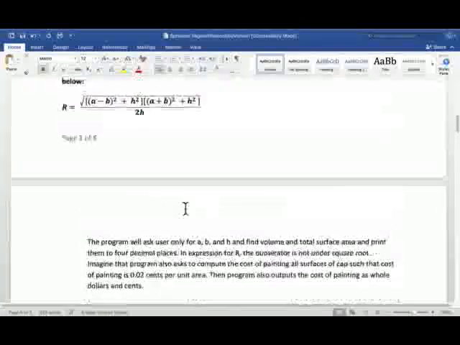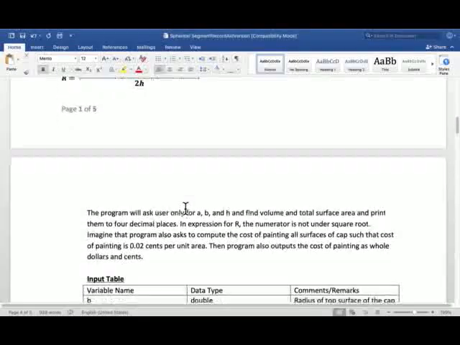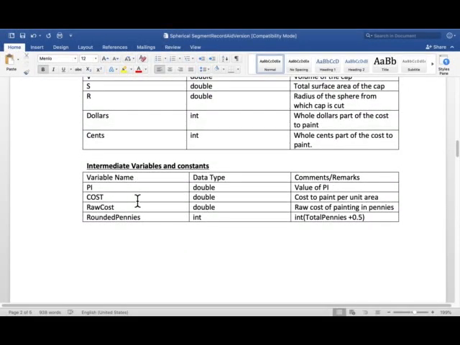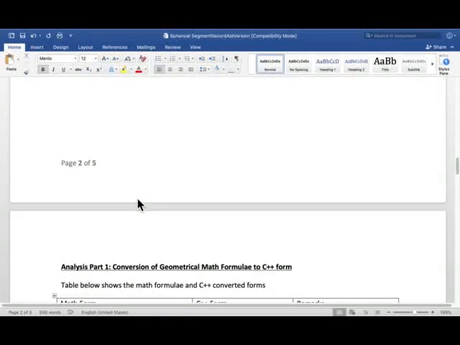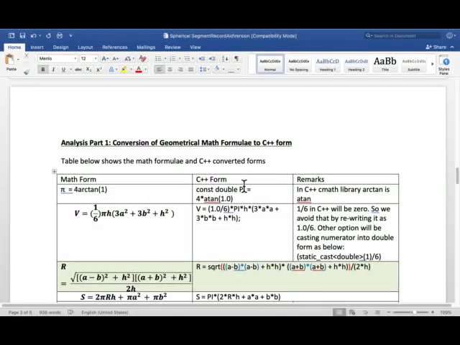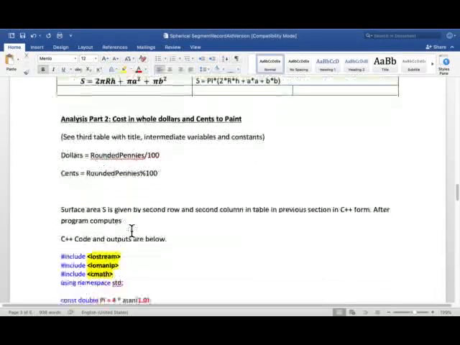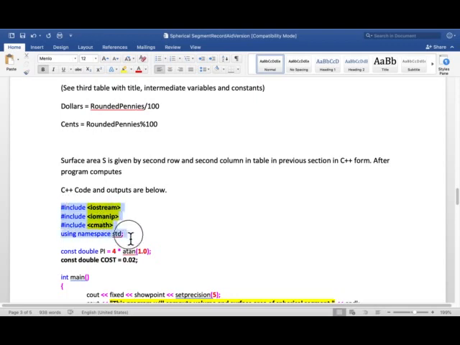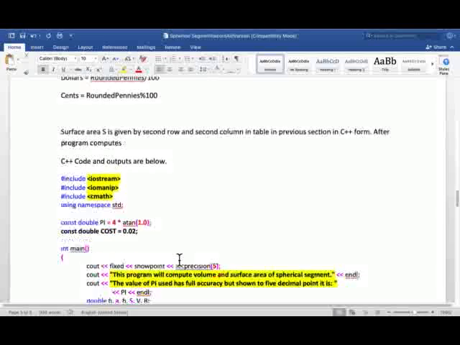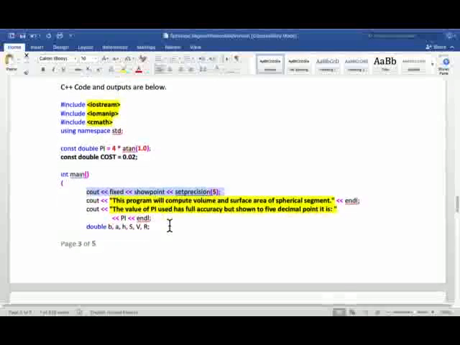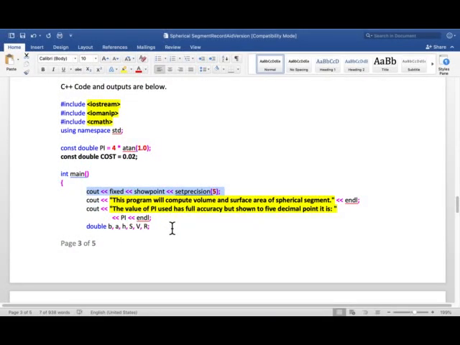So these are the steps. You read the problem statement, you build your input table, output table, intermediate variables if there are any, and convert the math formula to C++ form, and have a formula for how you're going to get dollars and cents from rounded pennies, have all the includes, have all the constants if there are any, set formatting flags for the floating point numbers, and variables you can declare any way you like.